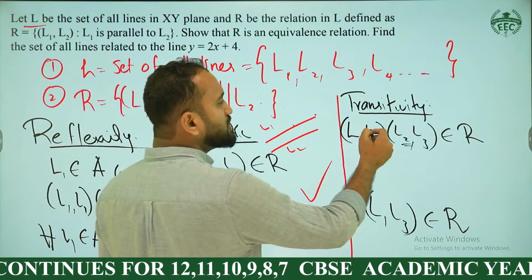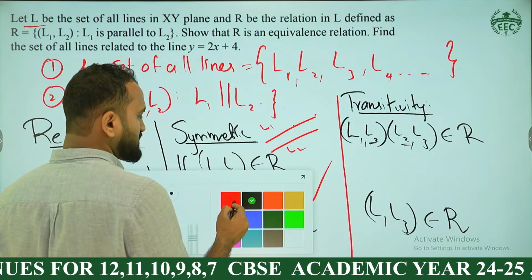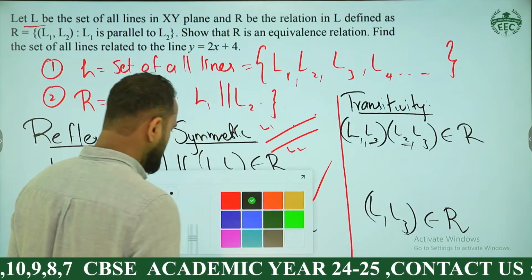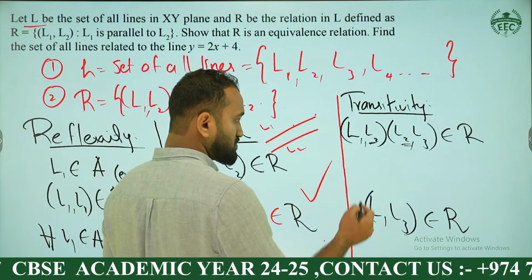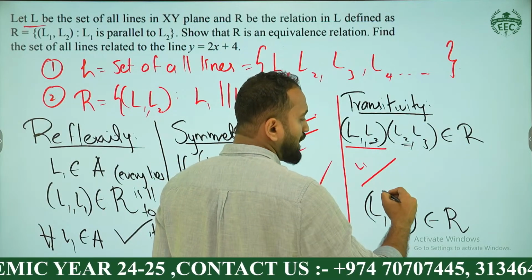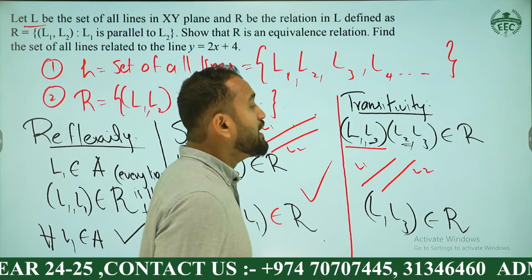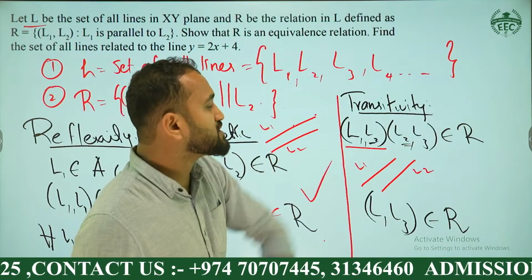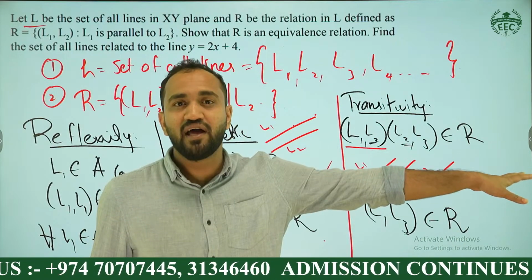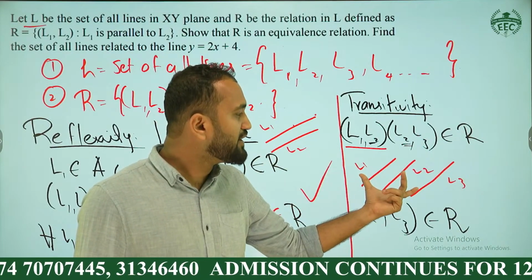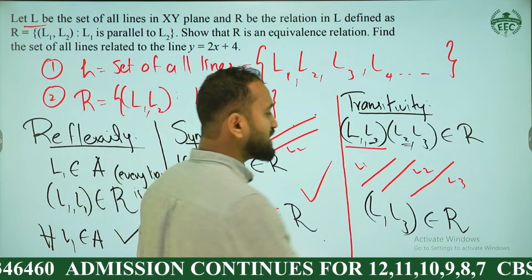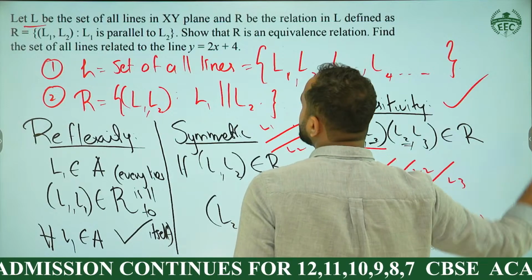People, (L1, L2) is there in the relation. What is the meaning of that? Wait, let me change the color. (L1, L2) is there in the relation, which means that L1 is parallel to L2. Now (L2, L3) is there in the relation, which means that L2 is parallel to L3, which means all the three lines are parallel. In that way, I can say that L1 and L3 are also parallel, or (L1, L3) is there in the relation. Therefore, I can say that this relation is transitive.